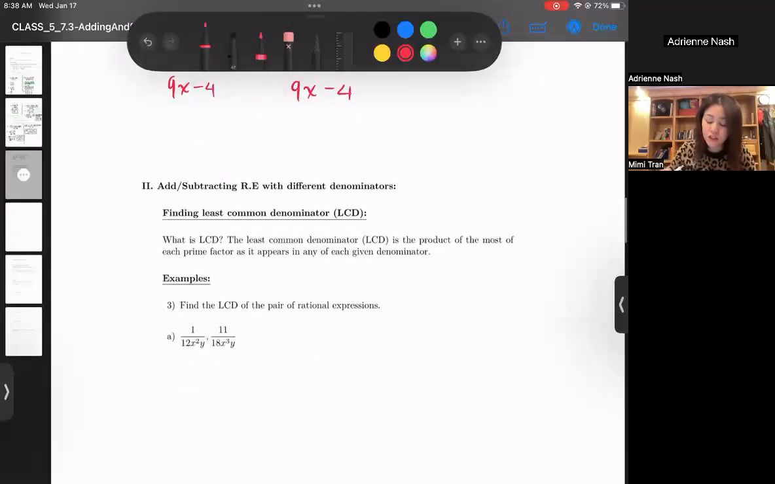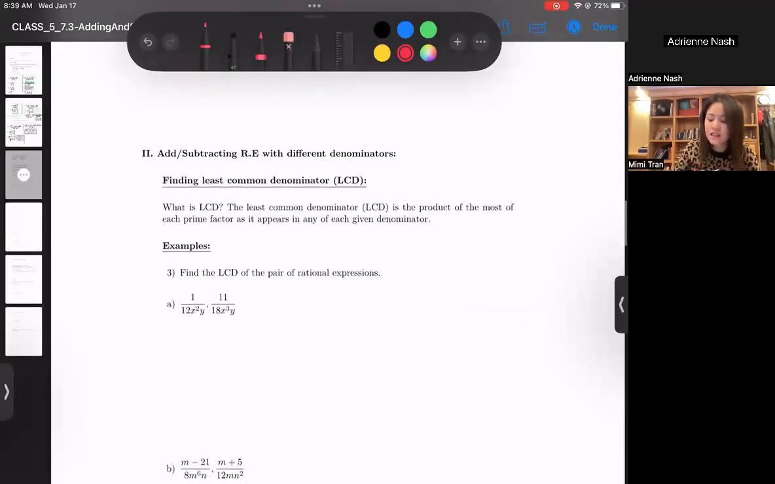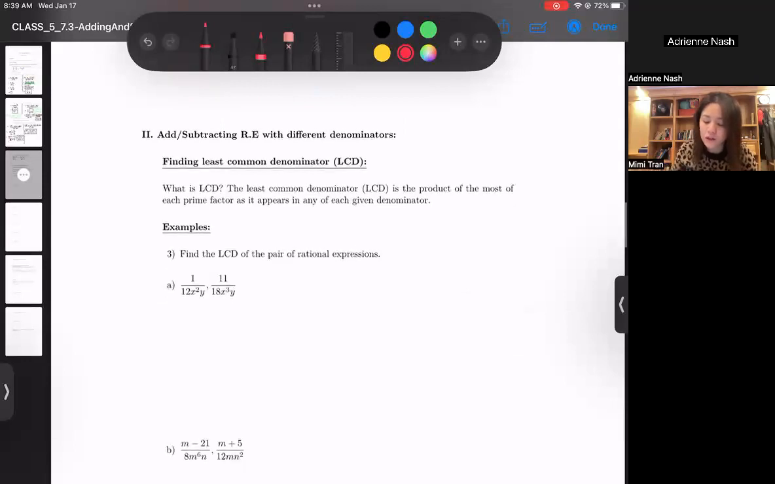So objective 2, finding the least common denominator. First of all, I'm going to explain it to you. What is the least common denominator? A lot of times we write it LCD, right?